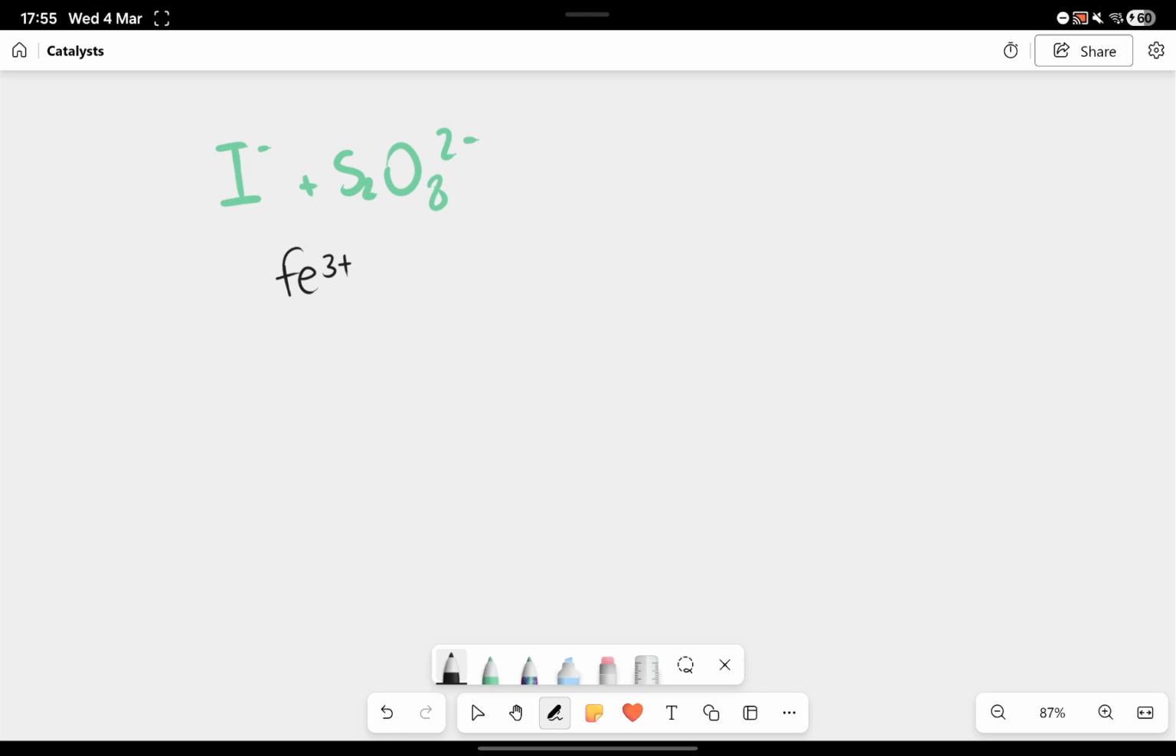Why? It's a transition metal, and it's used as a catalyst because it has this ability to form two different ions, Fe3+ and Fe2+, which means that it can act as an oxidizing and reducing agent.